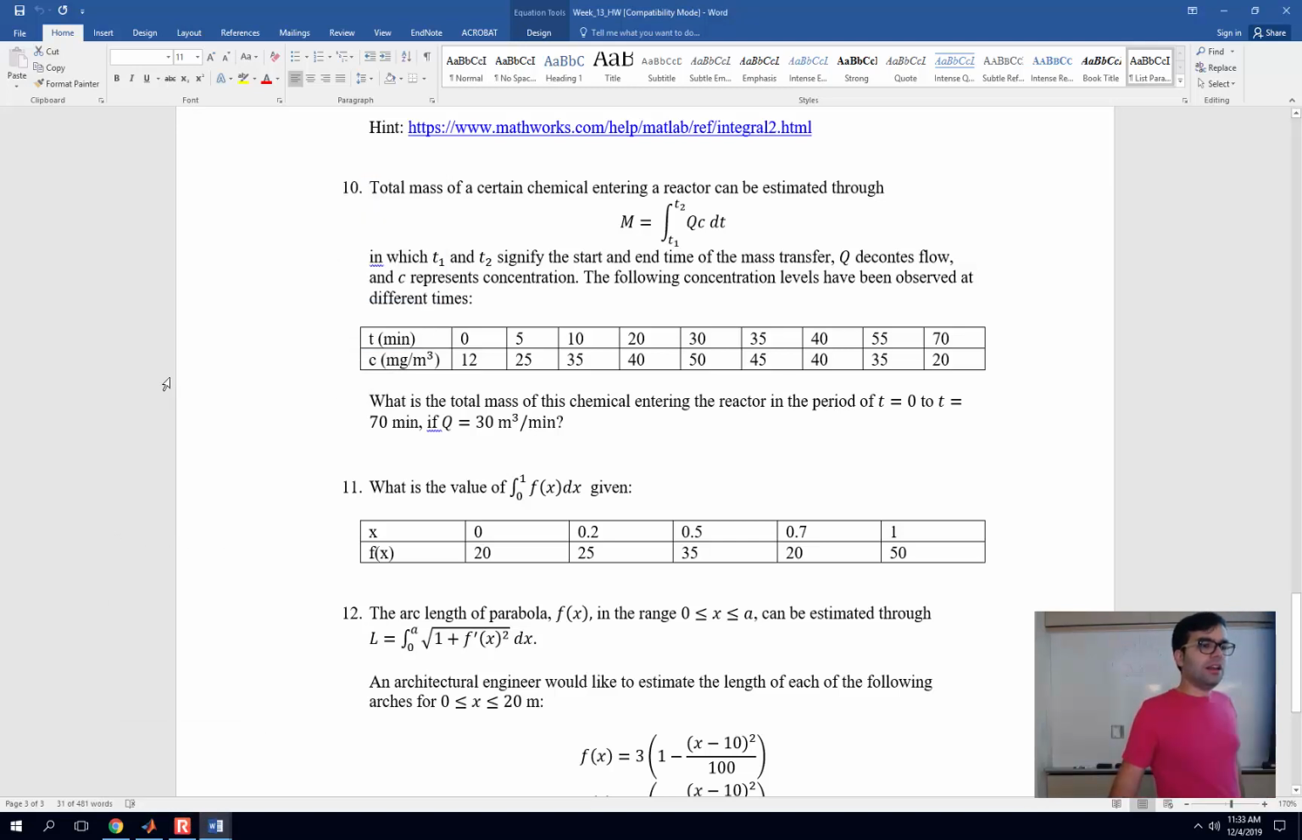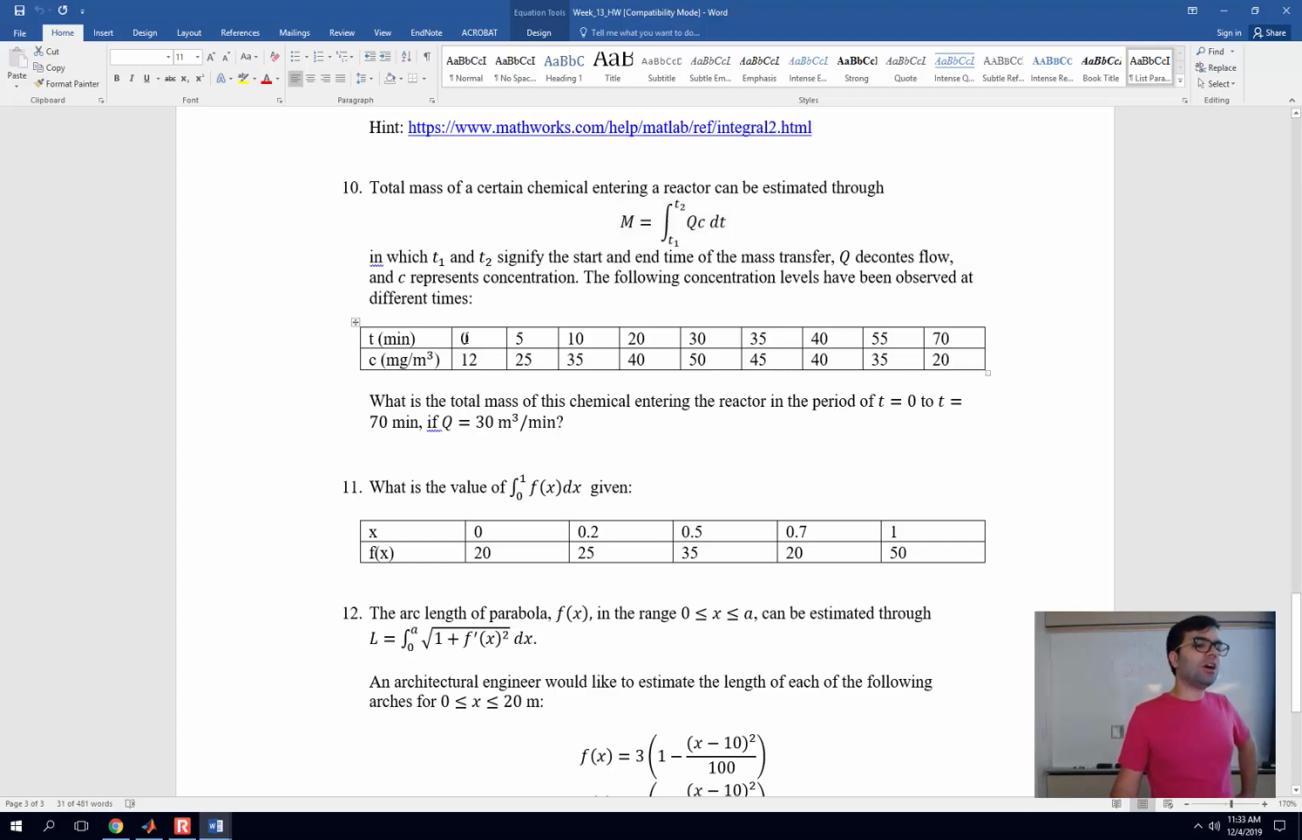All right, let me ask you this. What am I asking in this question in the first place? I want the integral between t1 and t2 of q times c dt. And c is a function of time. For different times, I have different c values. And q is 30. So in this integral, q is constant, isn't it? Q can come out. So that's q times the integral of c dt between t1 and t2.